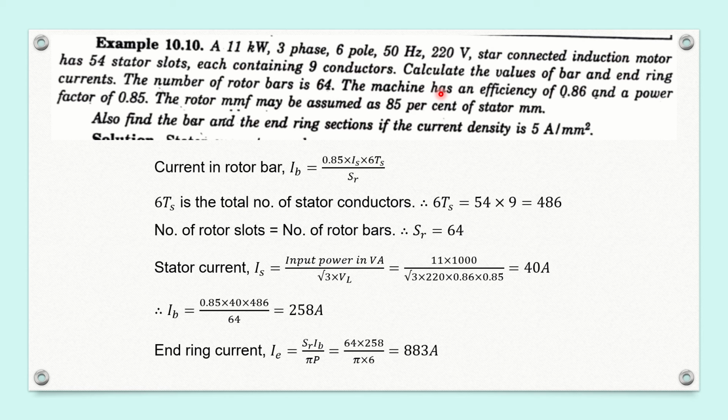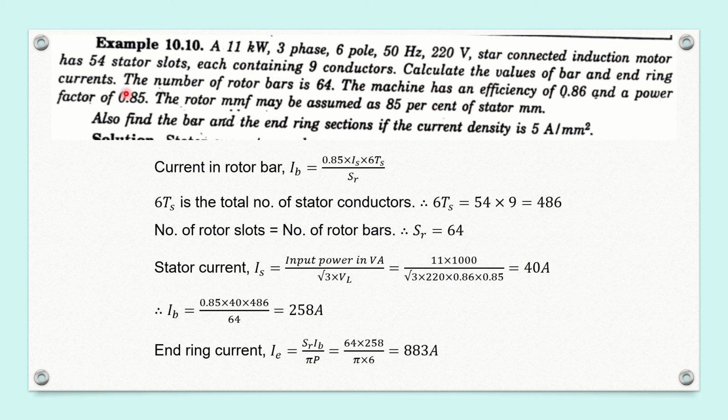So, certain data of a squirrel cage induction motor is given here, and we have to calculate the value of bar current and end ring current, and also the area of cross section of the rotor bar and the end ring. So first of all, we need to calculate the bar current and end ring current. So let us go through the equation.